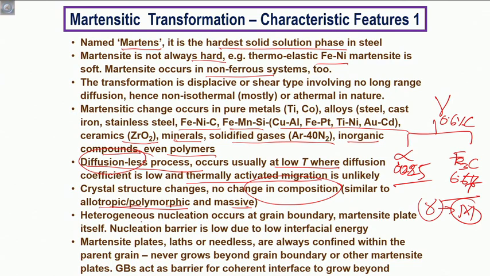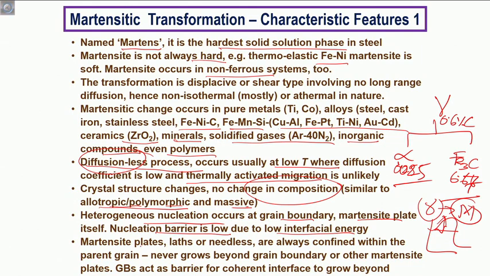Martensite is also a heterogeneous process. So, nucleation occurs typically at grain boundaries or different martensite plates or even dislocation tangles and so on. But the nucleation barrier is very, very low and also the interfacial energy is very low. So, typically in any nucleation process, when we talk of this barrier, in case of martensite it is very, very small because the interface is of very low energy.